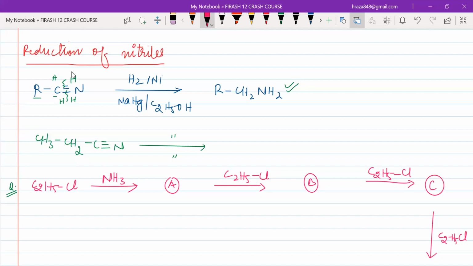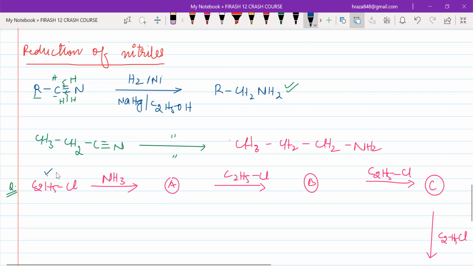Please do it. Propanamine. Very good. So you can say this will be directly converted into CH3, CH2, and then CH2 again, and then NH2. So it is propanamine.